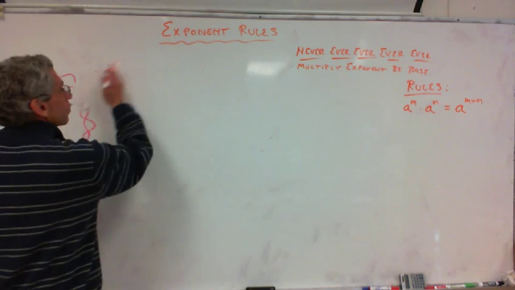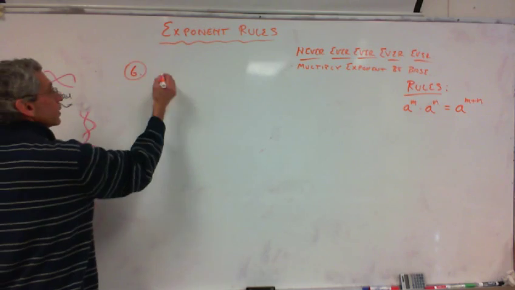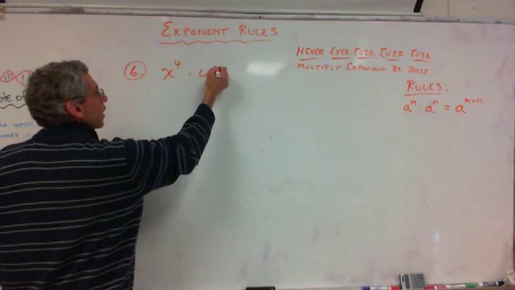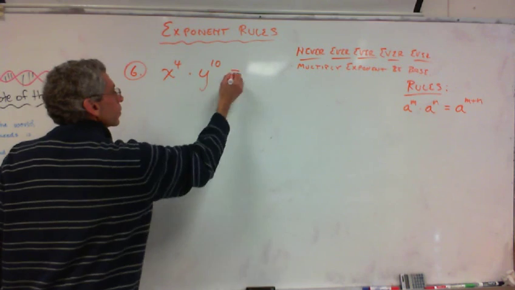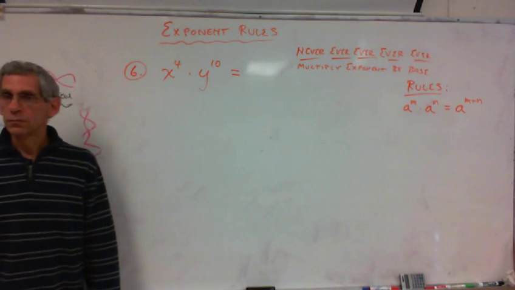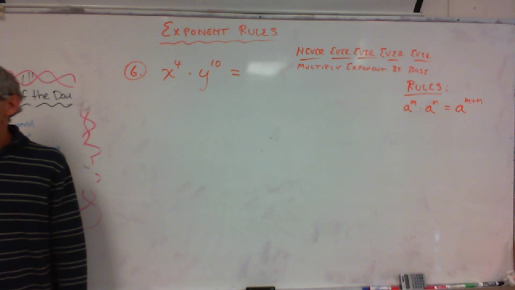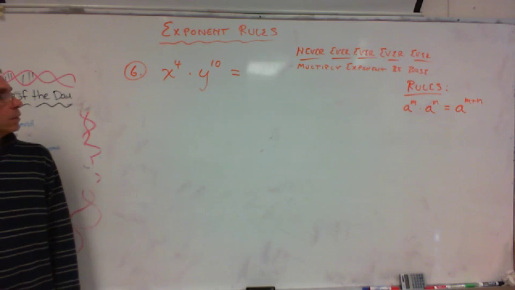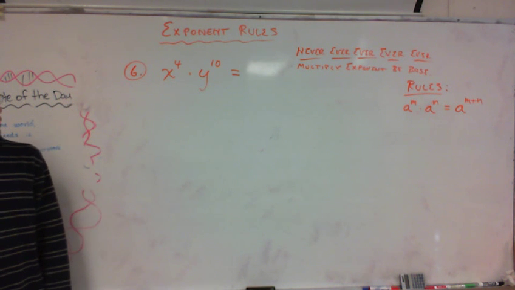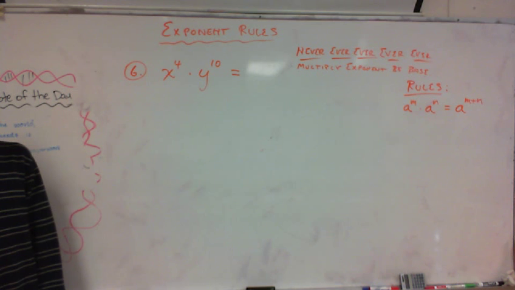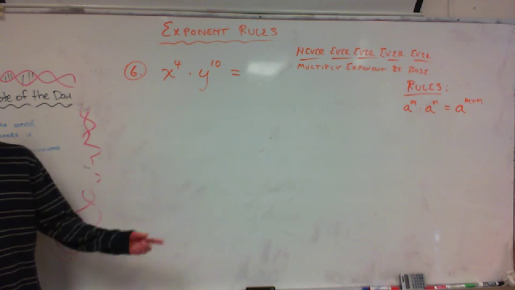Oh, wait, one more thing. Let's say I had x to the 4th times y to the 10th. What would that be? X to the 4th plus y to the 10th? Would it be x times y to the 14th? No, it'd be 1x to the 4th times 1y to the 10th. Right, it would just be what it is.